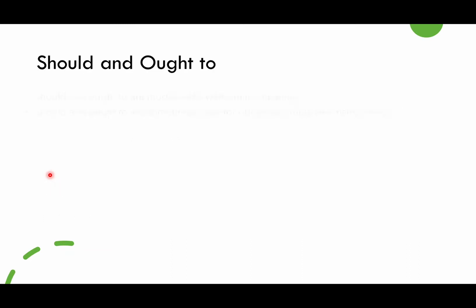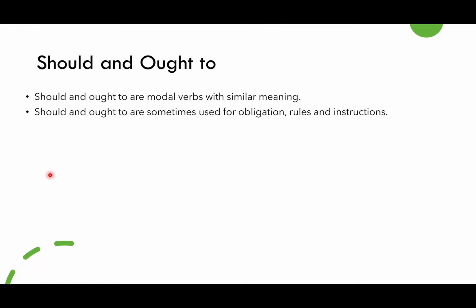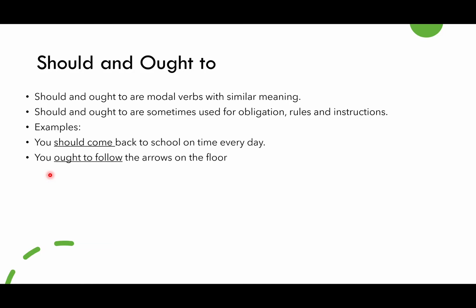Should and ought to are modal verbs with similar meaning. Should and ought to are sometimes used for obligation, rules, and instructions. Let's look at some examples. You should come back to school on time every day, and you ought to follow the arrows on the floor. We've seen that should come back to school and ought to follow the arrows are obligations, rules, or instructions.